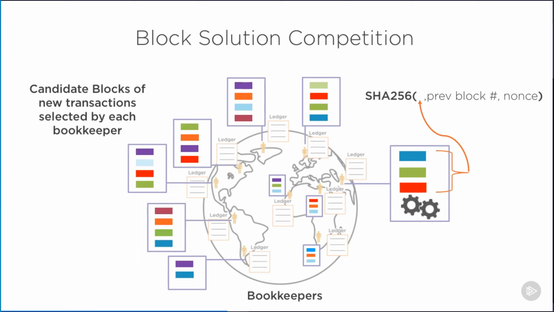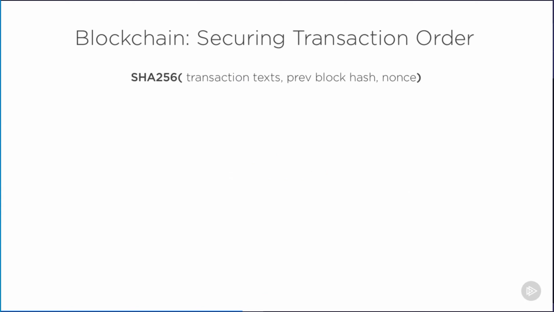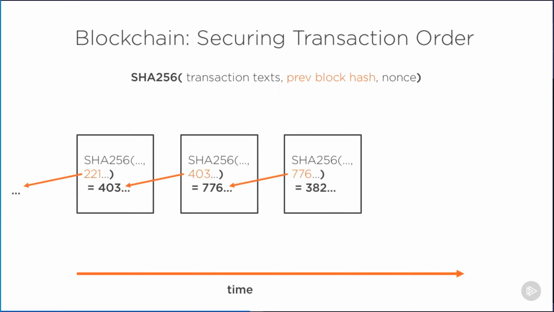Note that while solving the hash puzzle requires many billions of guesses, verifying the solution is trivial and just requires one. Because each block contains the hash solution of the previous block, the blocks form a chain, placing transactions in order.